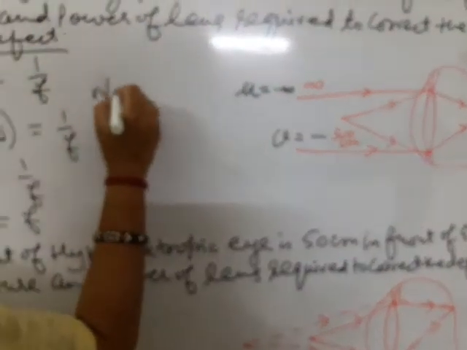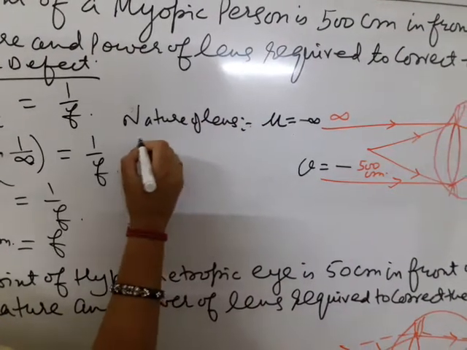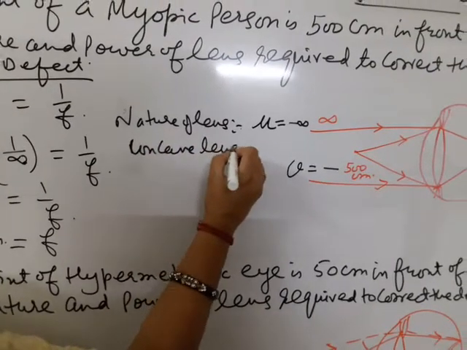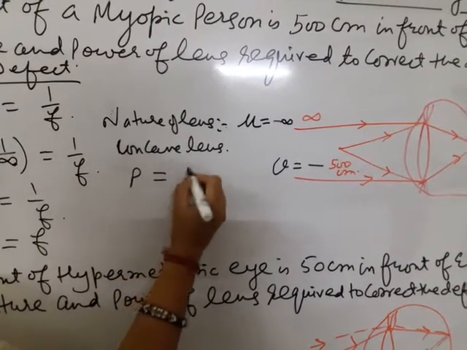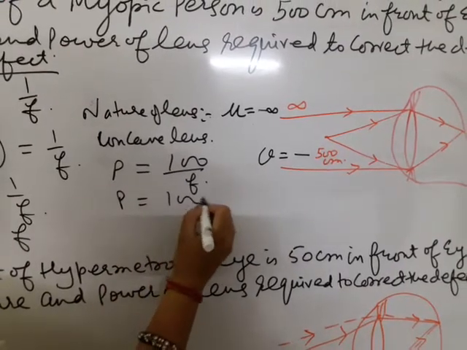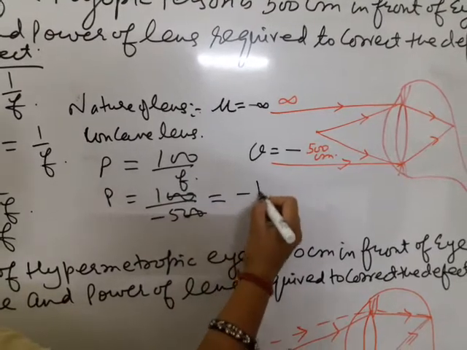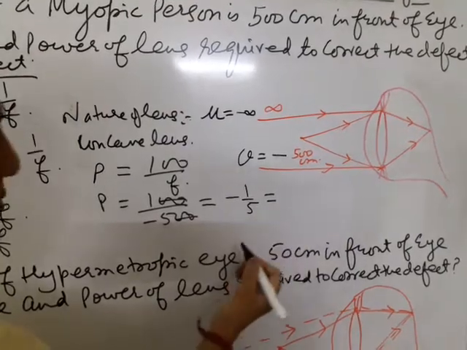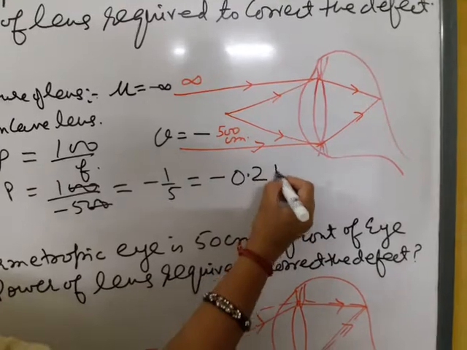It means, what is the nature of the lens which is used to correct it? The nature of the lens is concave lens, a concave lens with suitable power. So we will find out the power now. Power is 100 by F. So power is 100 upon minus 500, and it is minus 1 by 5. If we convert minus 1 by 5 into decimal, it will be minus 0.2 diopter.